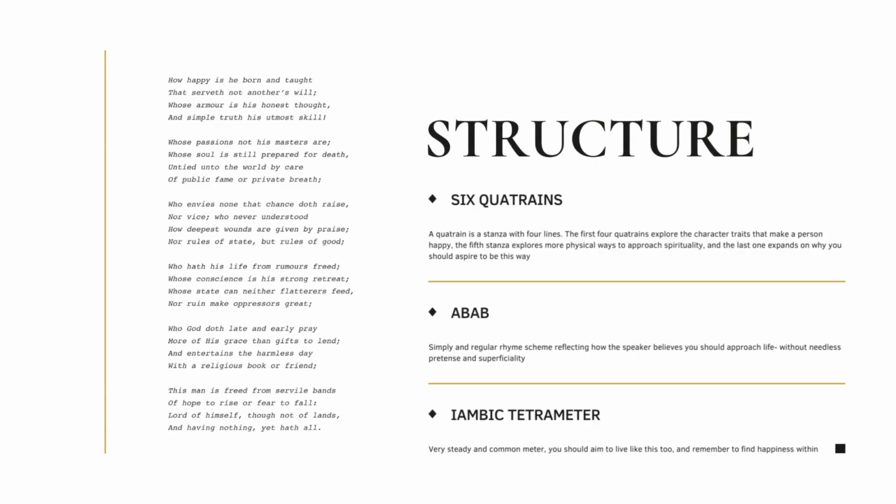A quick note on the structure, and please glance at the poem in full. There are 6 quatrains with a simple rhyme of A, B, A, B. Remember that the speaker advocates for finding happiness within rather than through superficial things people pursue, and so this choice of a simple rhyme scheme rather than an over-the-top, elaborate one reflects this.